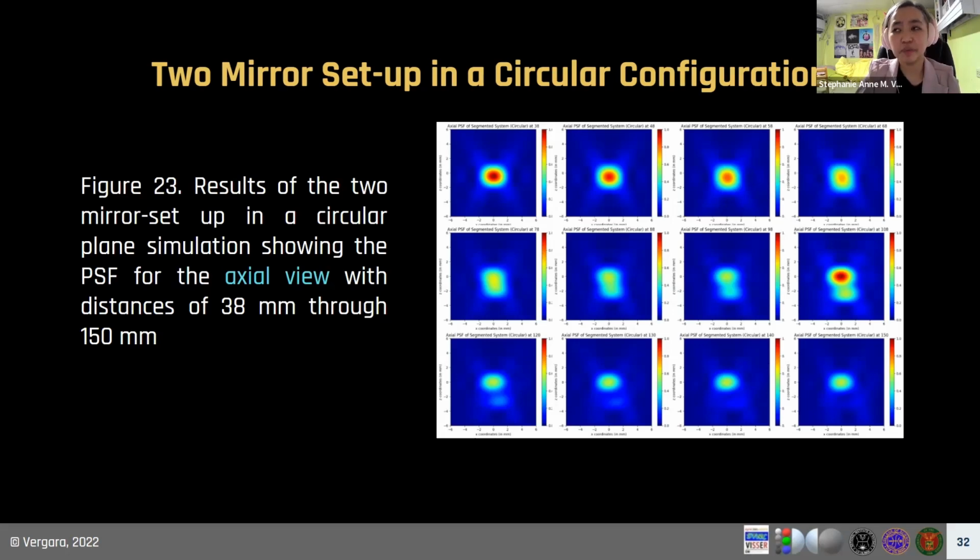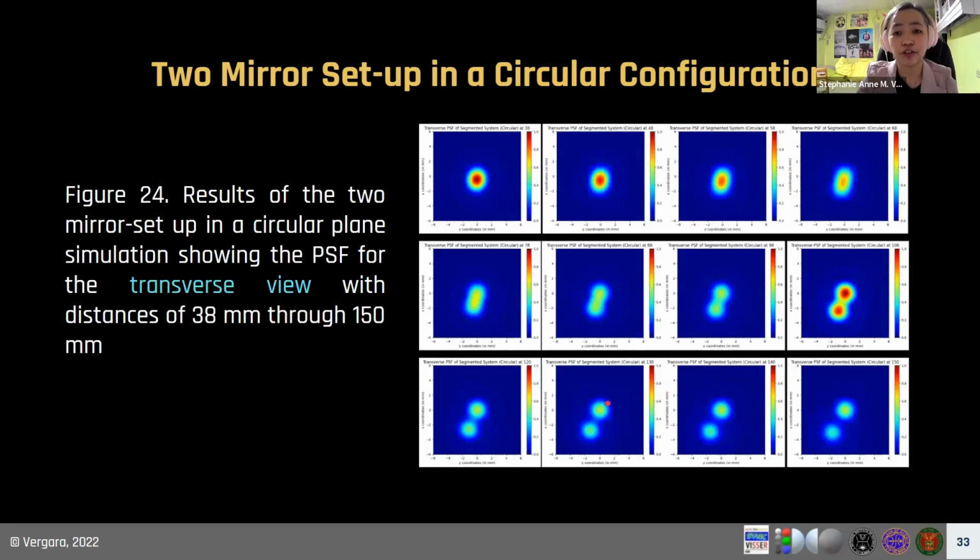Similarly, at the same distance, 108 millimeters, the peak of the intensities of one mirror starts to appear again, signaling the separation between the foci of the two mirrors. The focus of the second mirror then starts to appear fainter and fainter as the distance increases. And at 140 millimeter distance, the focus of the second mirror completely disappeared.